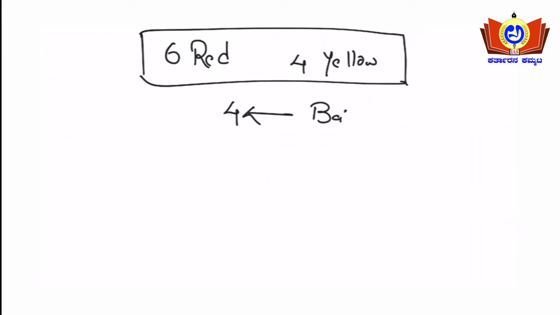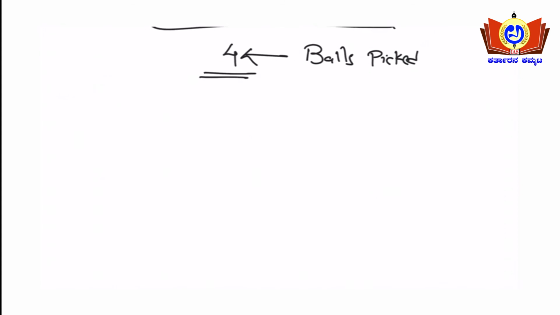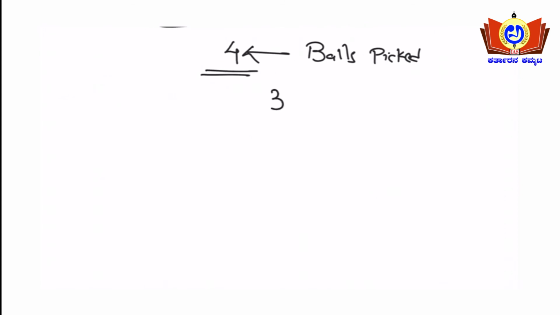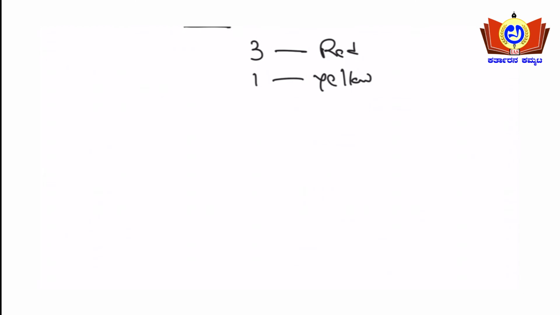4 balls need to be picked here. This is our target. Out of these 4 balls, what is the possibility of getting 3 red balls and 1 yellow ball? This is the question, right? See here, I will be writing the equation here.